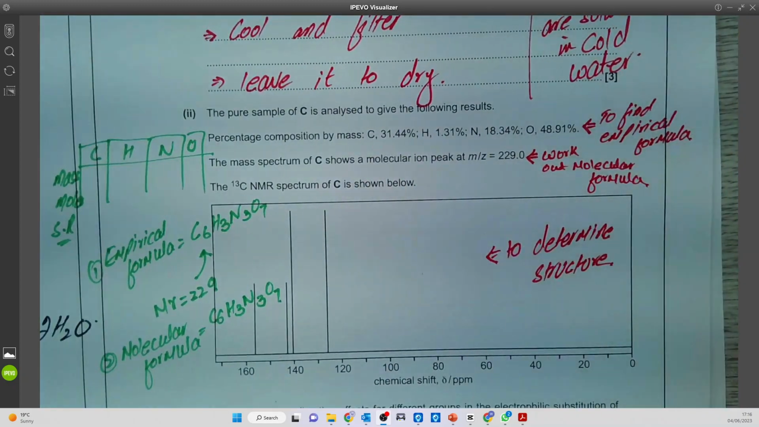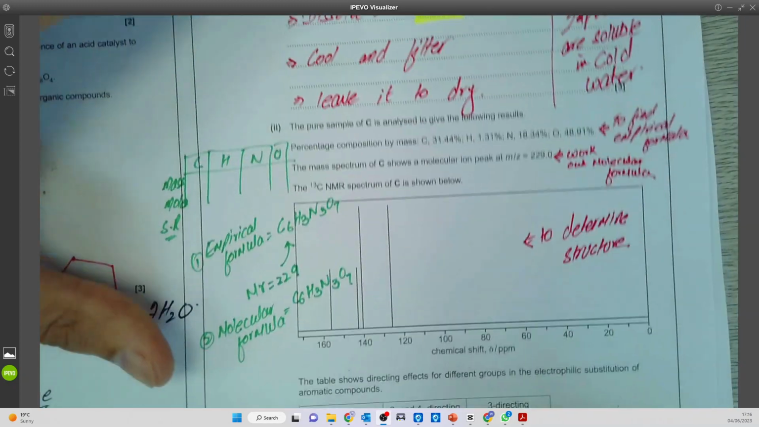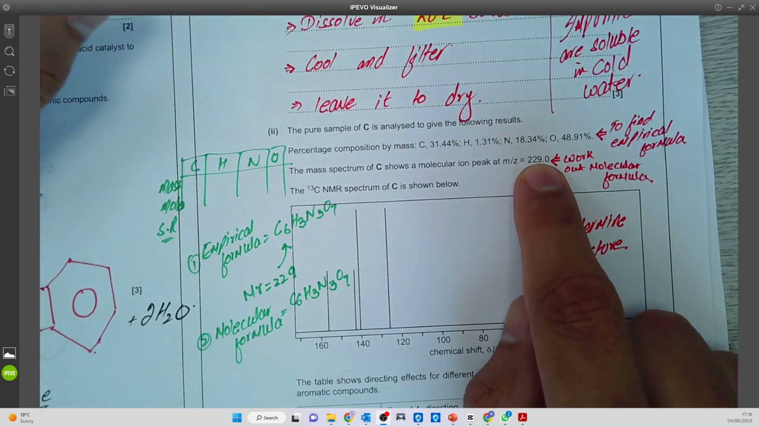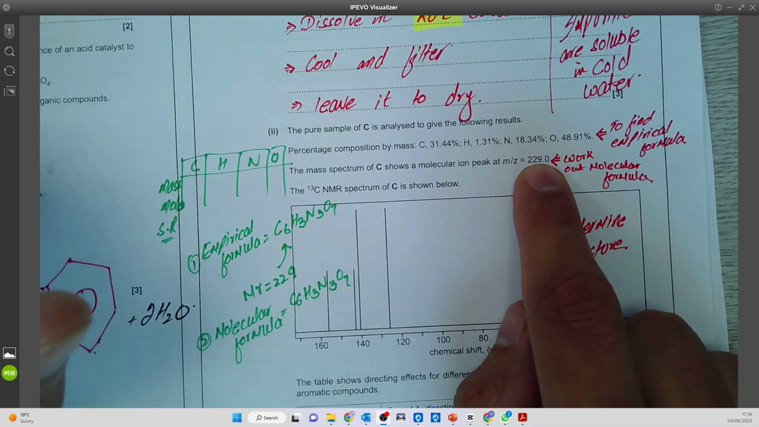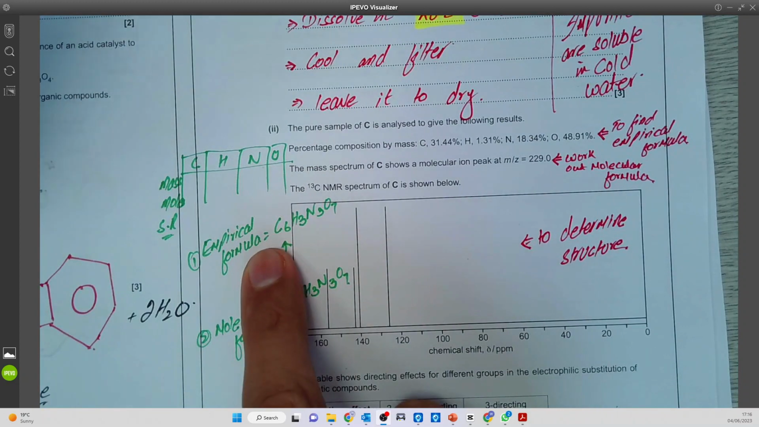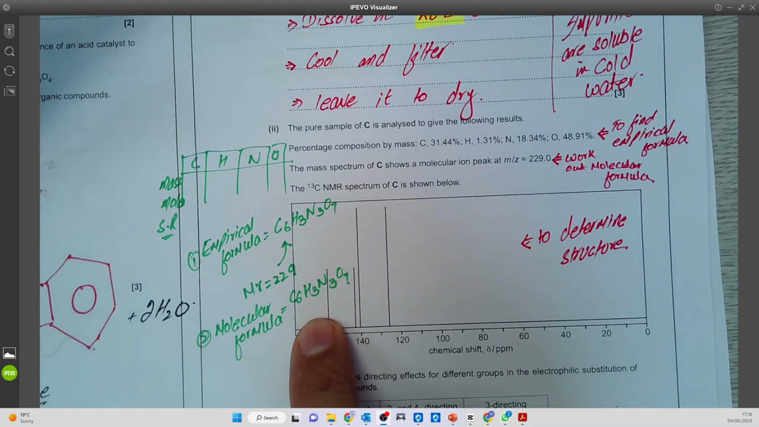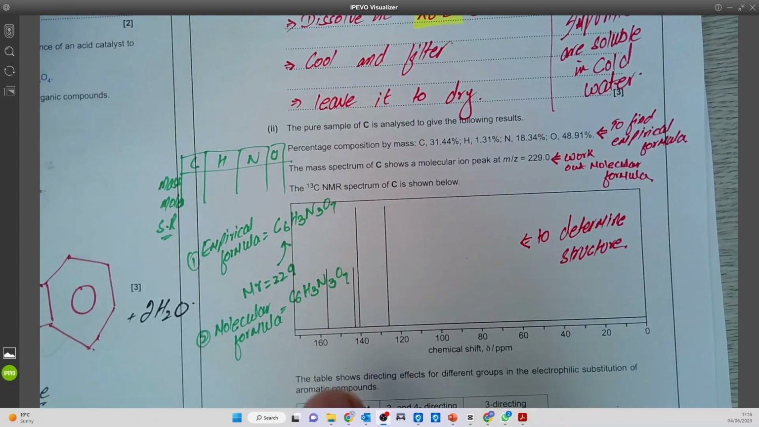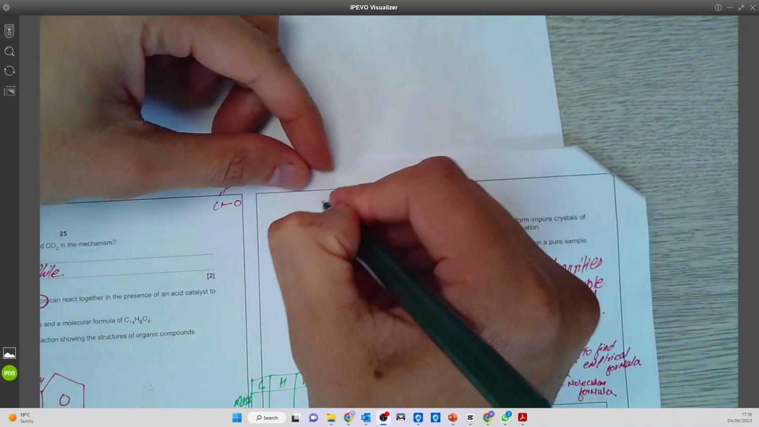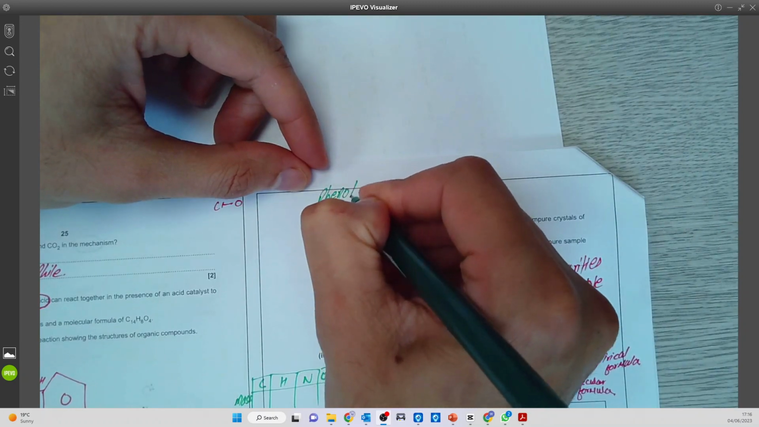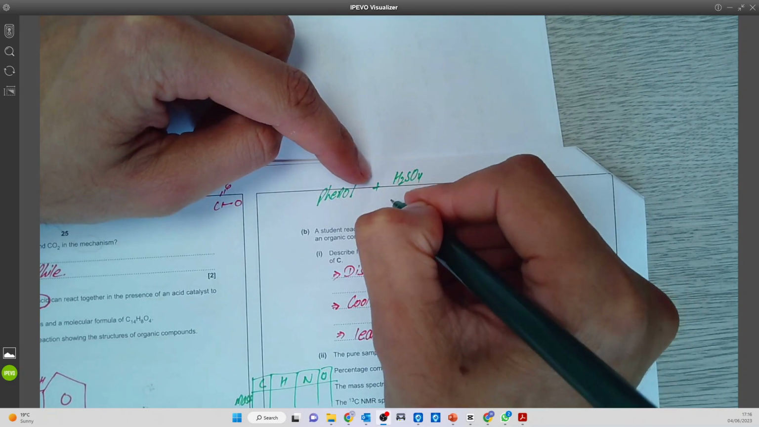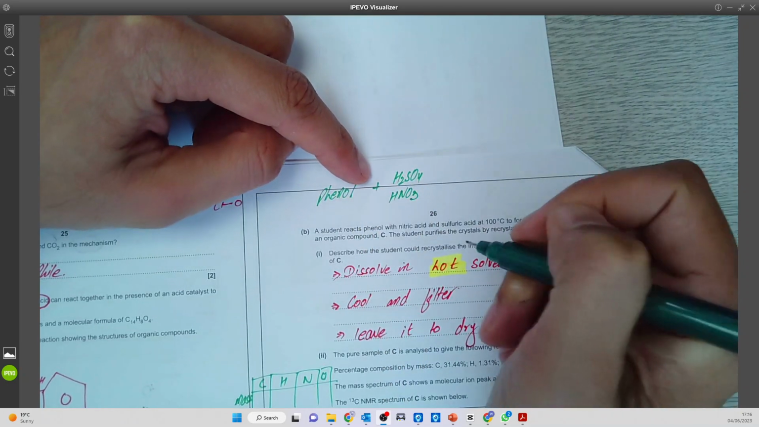Are we happy so far? So what I've done is I use this information. I worked out the empirical formula because the empirical formula and the molecular ion peak have the same mass. Therefore, they both have the same formula. So molecular formula is same as empirical formula. Now I need to determine the structure. But before I determine the structure, what did they do? You need to recall. If I go back, they've got phenol and they're reacting it with H2SO4 and HNO3.